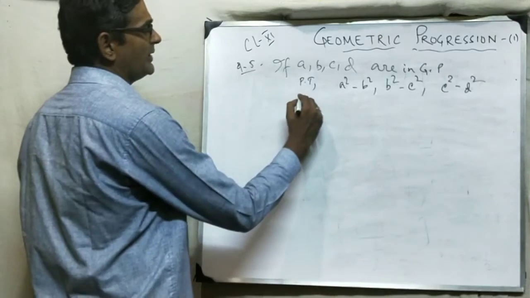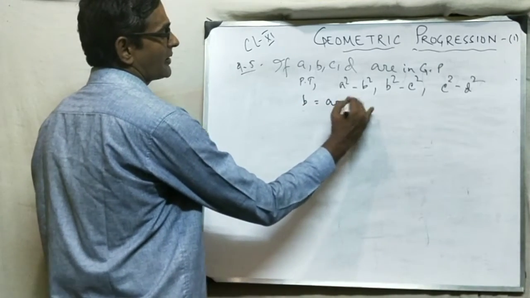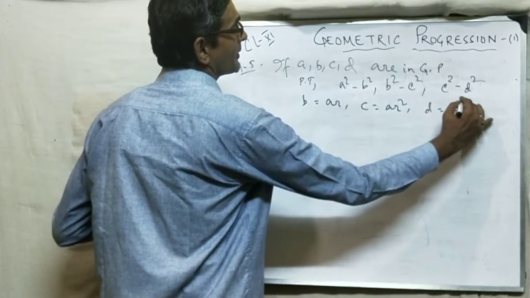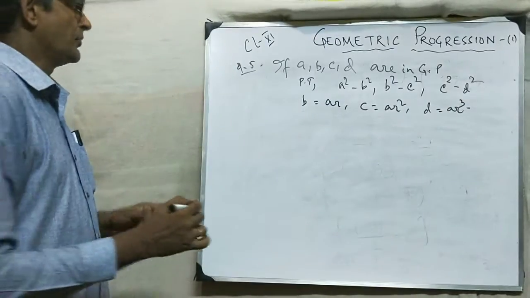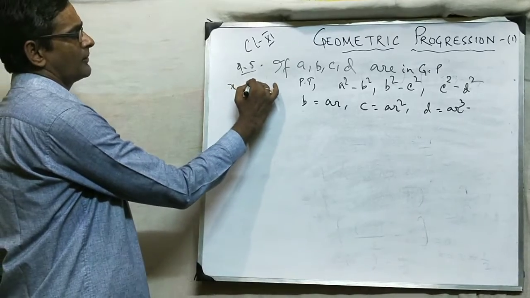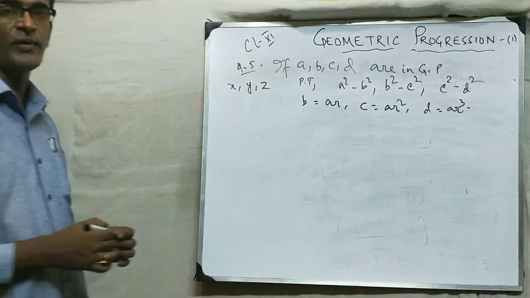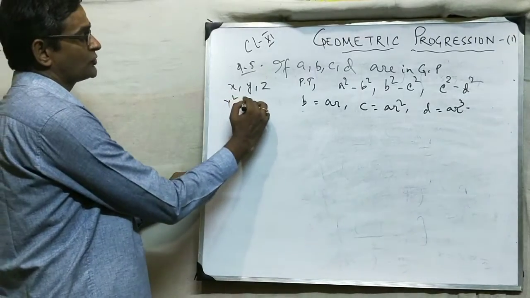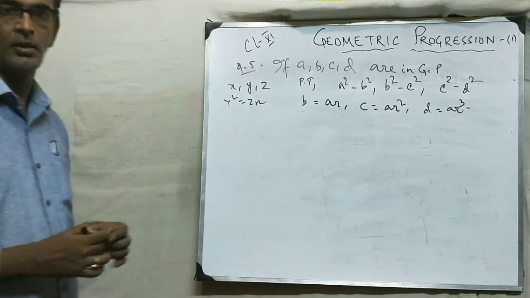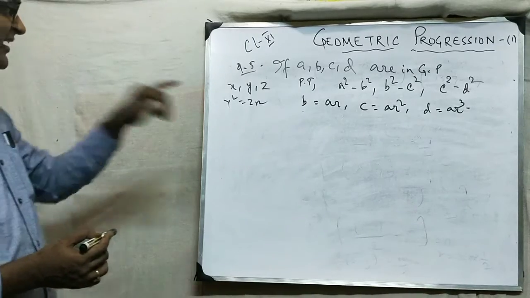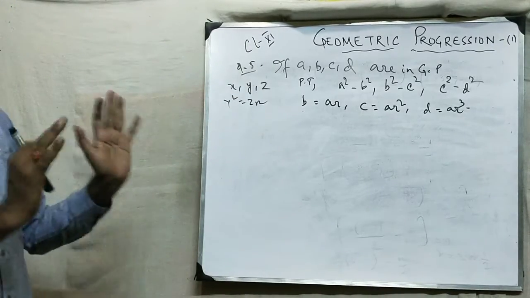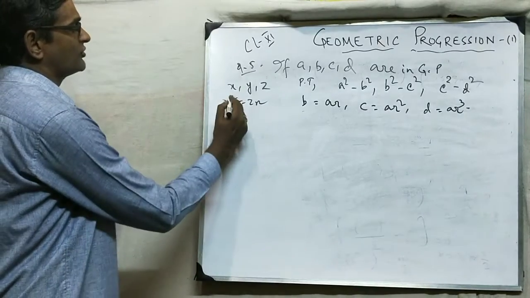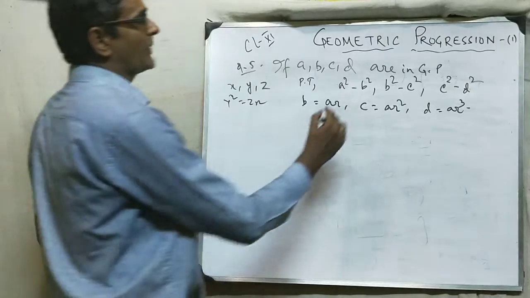Okay, so what will be b? So b will be equal to ar, c will be equal to ar square, and d will become ar cube. Now if you want to prove that x, y, z are in GP, then what do we have to show? We have to show y square is equal to zx. Okay, if I want to prove that x, y, z are in GP, then what is the condition for GP? y square is equal to zx.